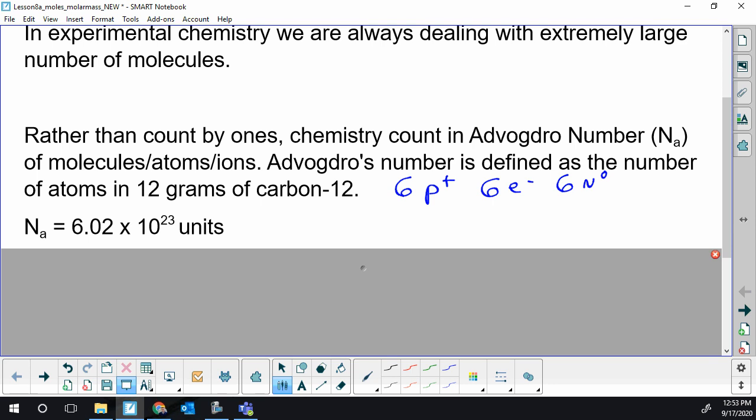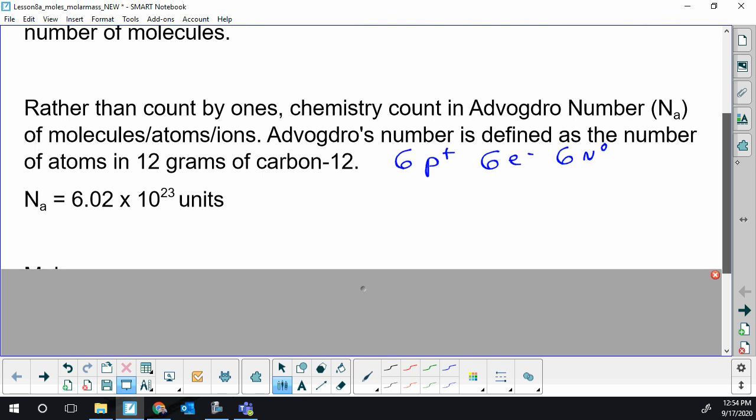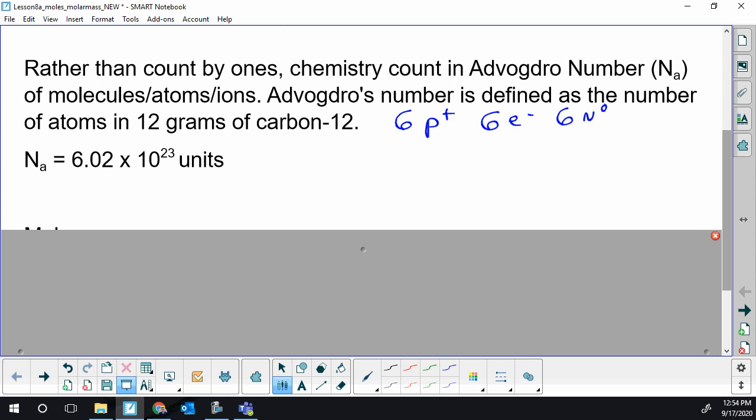I'm using the word units because we can count anything by Avogadro's number. We could count people and say how many moles of people there are on the Earth. Now, there's only billions of people on Earth, so it would have a very small molar amount if we counted people that way. I'm going to write out this number once, not in scientific notation, and you'll see why we use scientific notation.